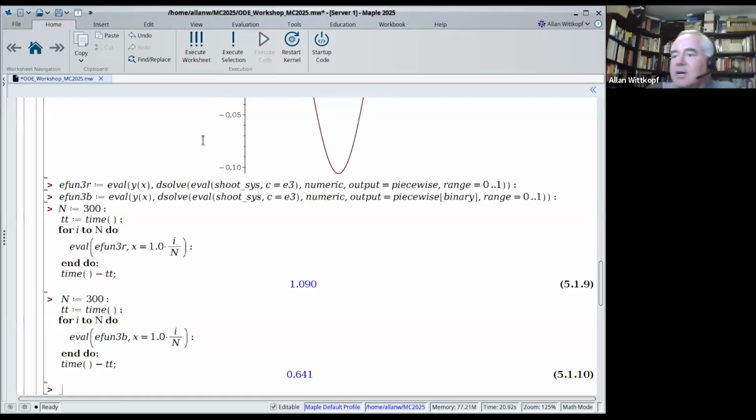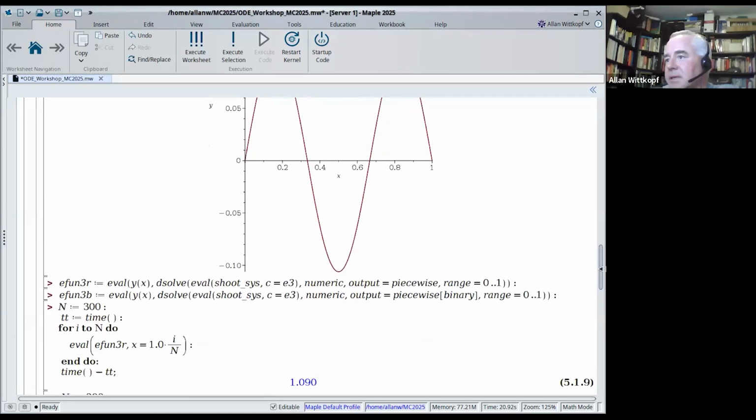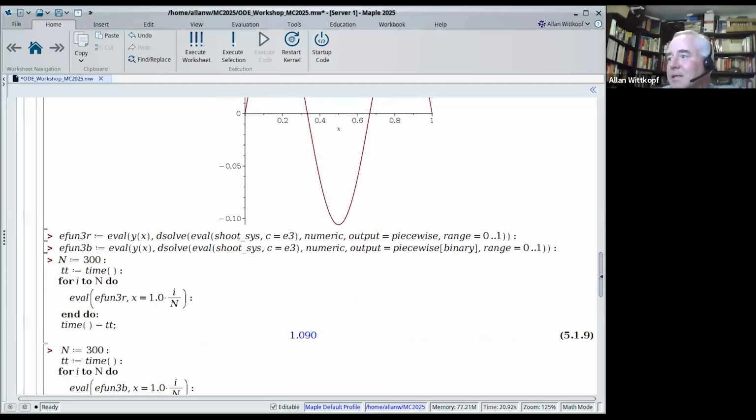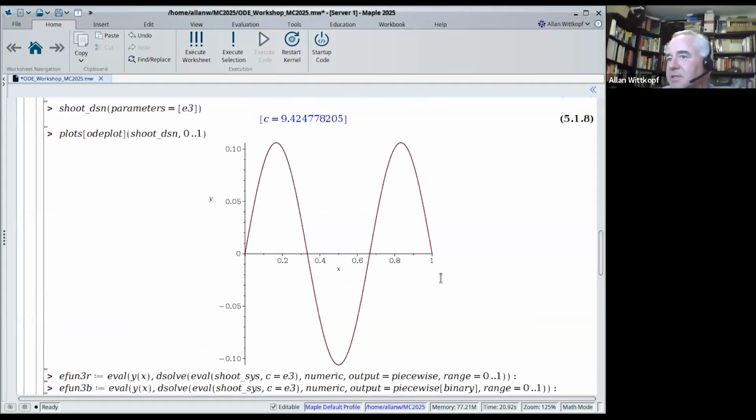And there's the binary. It's not a huge savings, but it is a savings. So there's some overhead here. This is also a case where the actual number of cases isn't all that large because the function itself is rather smooth. So there's really, I think, only about 40 branches in this piecewise. In many problems, there can be a couple hundred, and then it makes a much bigger difference.